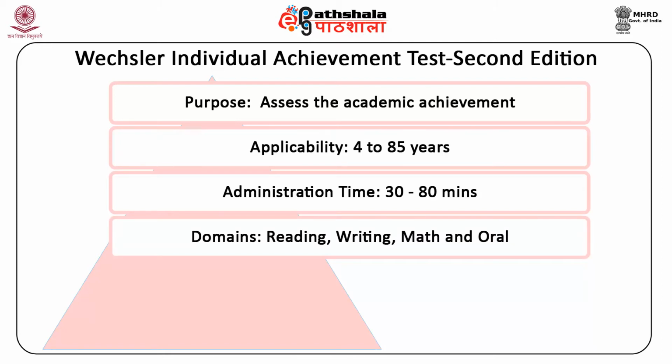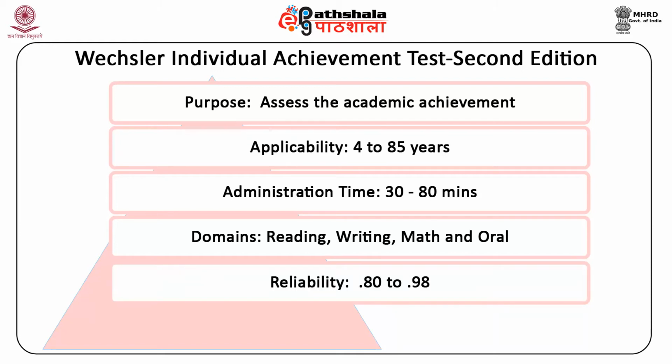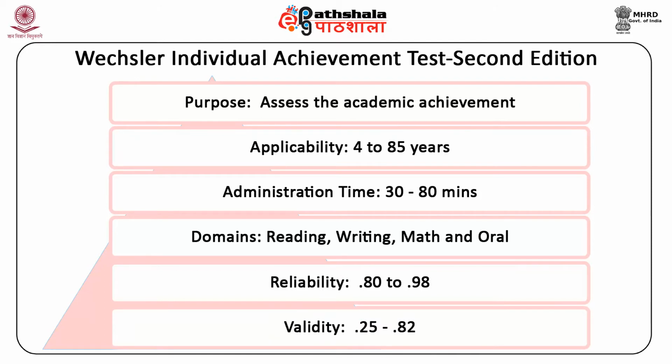The domains that it covers are reading, in which it assesses pre-reading, decoding skills, reading comprehension, pseudo-word decoding. Writing, under which it assesses spelling and written expression. Mathematical skills, under which it assesses numerical operations and mathematical reasoning. It also assesses oral language, in which it covers listening comprehension and oral expression. The reliability of Wechsler Individual Achievement Test is 0.80 to 0.98 and validity ranges from 0.25 to 0.82.